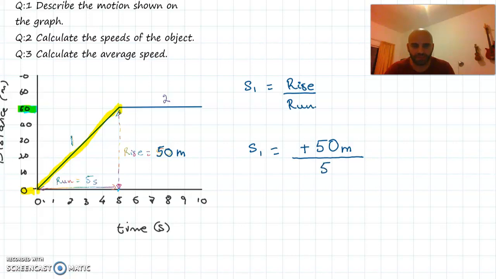So 5 seconds there. So now I just have them in my formula, rise divided by the run. It's 50 meters divided by 5 seconds, which is 10 meters per second. Okay, and that's speed number 1.